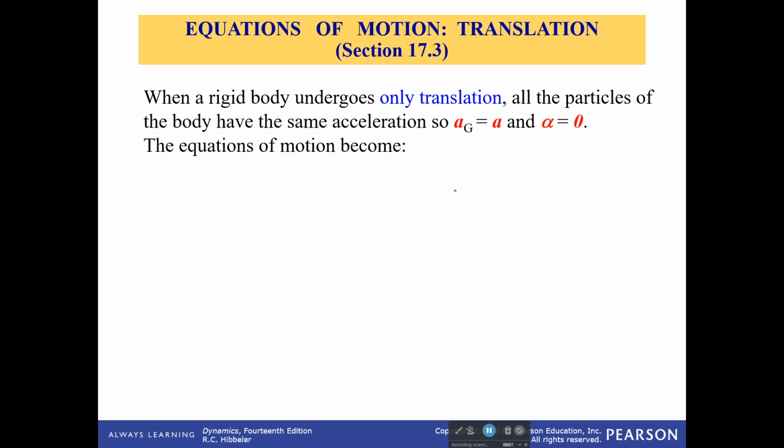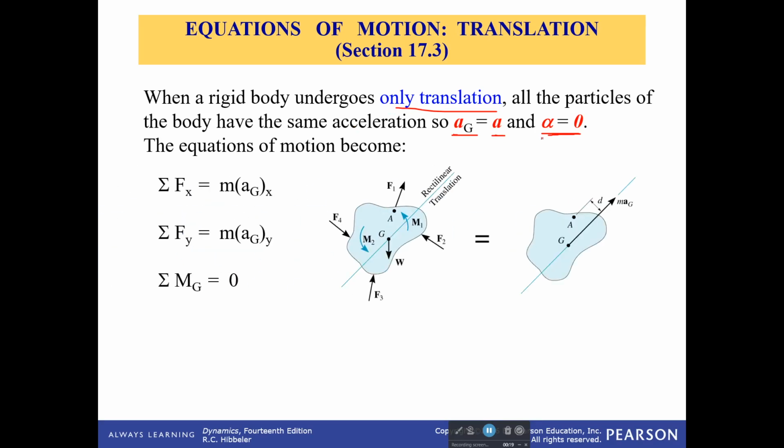Okay, so when a rigid body undergoes only translation, all the particles of the body have the same acceleration. So the acceleration of our center of gravity is equal to our regular acceleration for any particular point. And our angular acceleration is going to be equal to 0. And with that, the equations of motion become very, very simple.